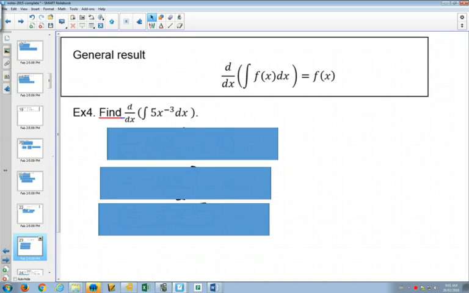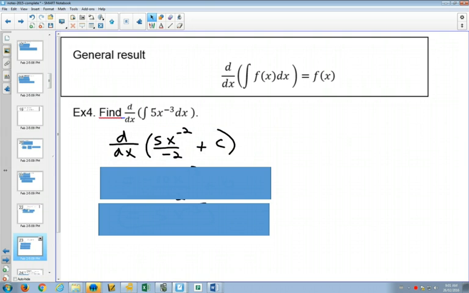But if you were doing the other way, if you took the integral first and then the derivative, again they're going to cancel each other out, but now there's no plus c. Why is that? Well, if I did the integral first, I'd add 1 to the exponent and divide, so I would get 5x to the minus 2 divided by negative 2.